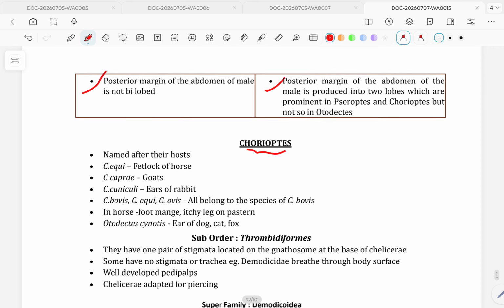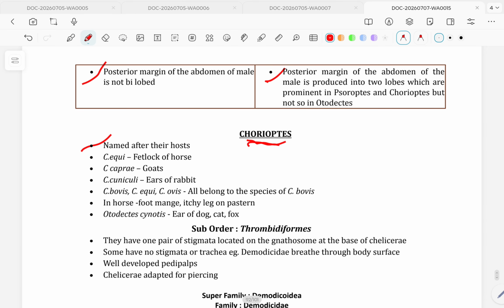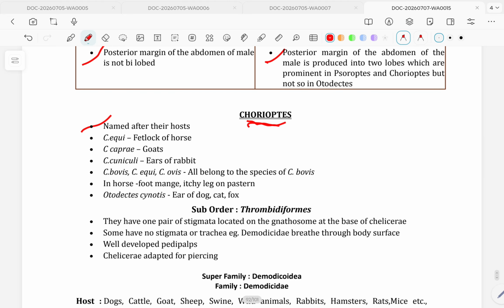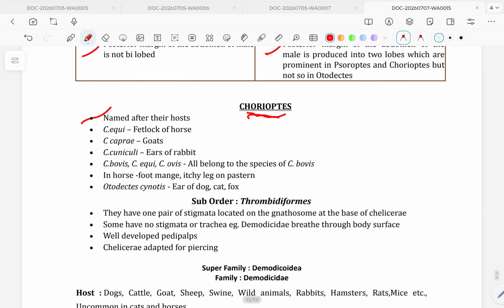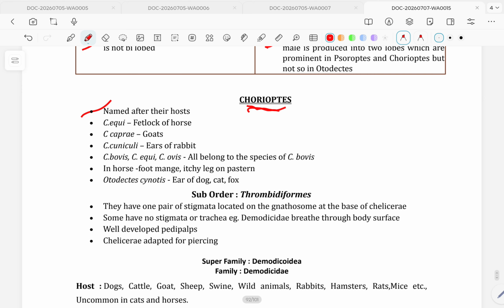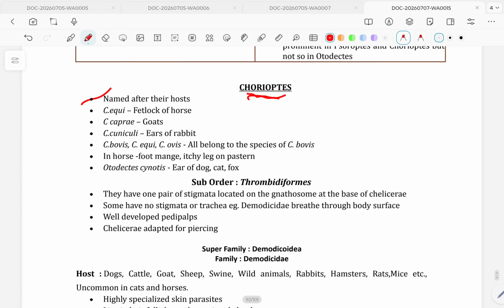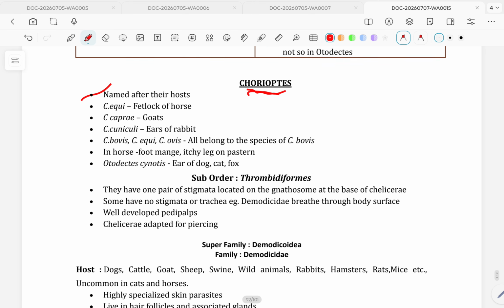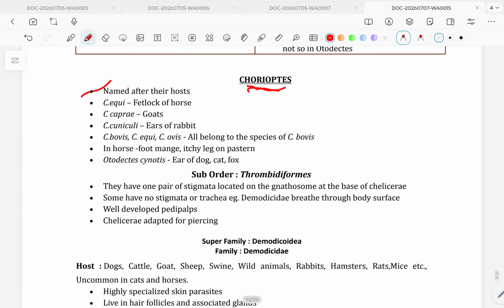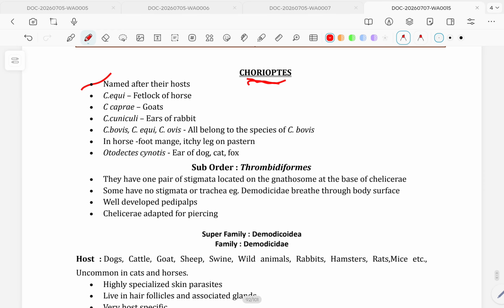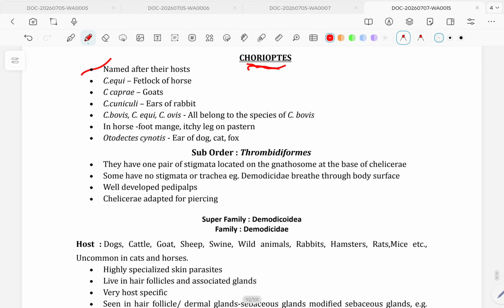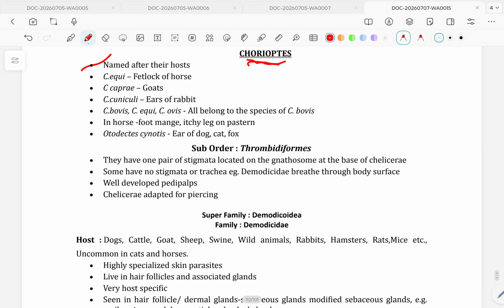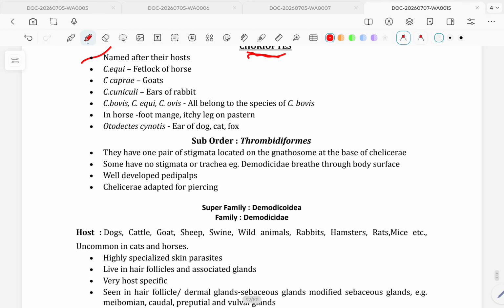Chorioptes, named after their host: C. equi, on the fetlock of a horse; C. caprae, goat; C. cuniculi, ear of a rabbit; C. bovis; C. ovis all belong to the species of bovis. In horse, Psoroptes equi is on the leg. Otodectes cynotis, ear of dog, cat, fox.